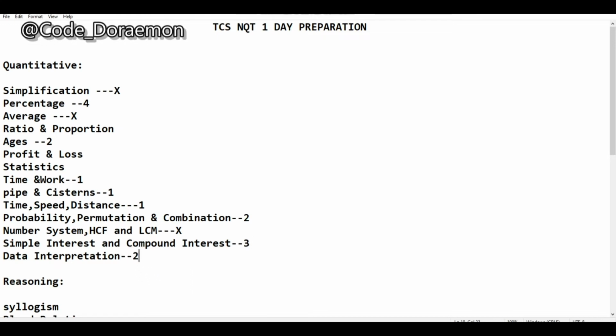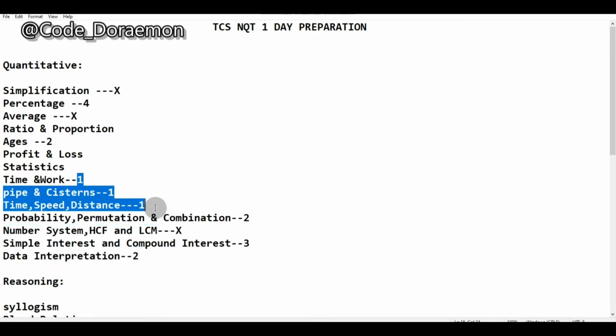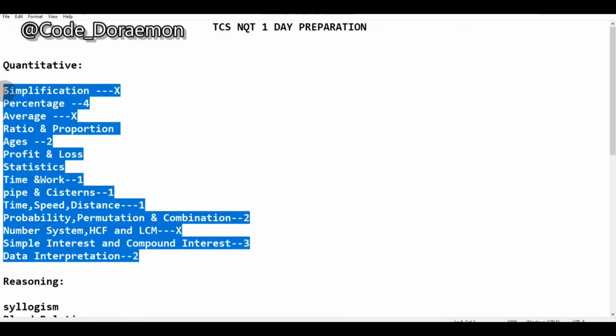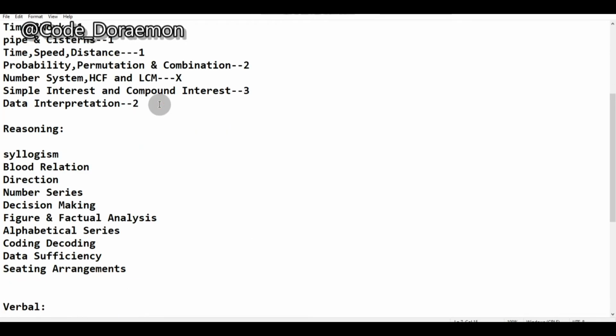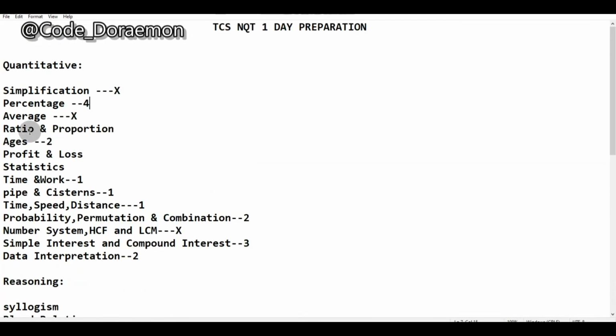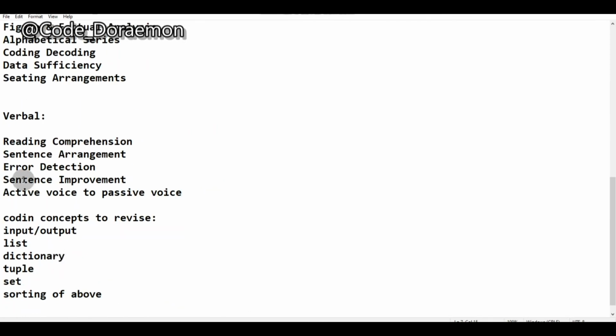And next, moving on to the data interpretation part. This data interpretation is not just a data thing, so this one will be easy to learn. So you can also consider this in second priority. If you follow this priority to learn the things, it will be far easier for you to save time and prepare according to the question pattern which is asked in NQD.